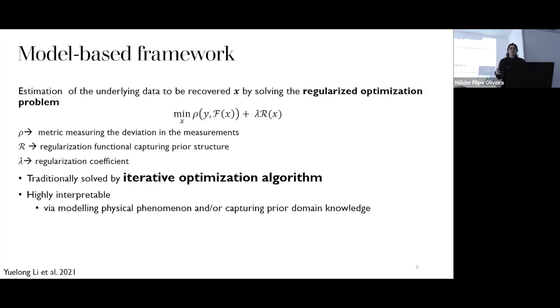Normally, the estimation of X, the signal of interest, is done by solving an optimization problem: the minimum of this regularized function, where rho is the metric of deviation from the measurements, some regularization functional, and lambda is the regularization coefficient. This problem is solved by using an iterative optimization algorithm, which is highly interpretable because we previously modeled the imaging process, or we captured prior domain knowledge.